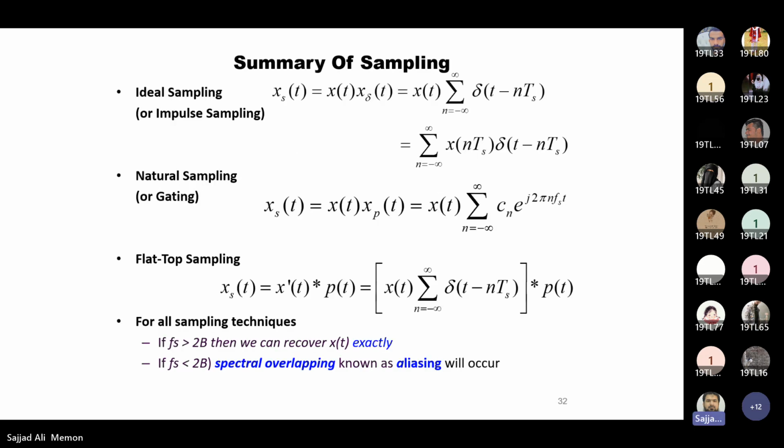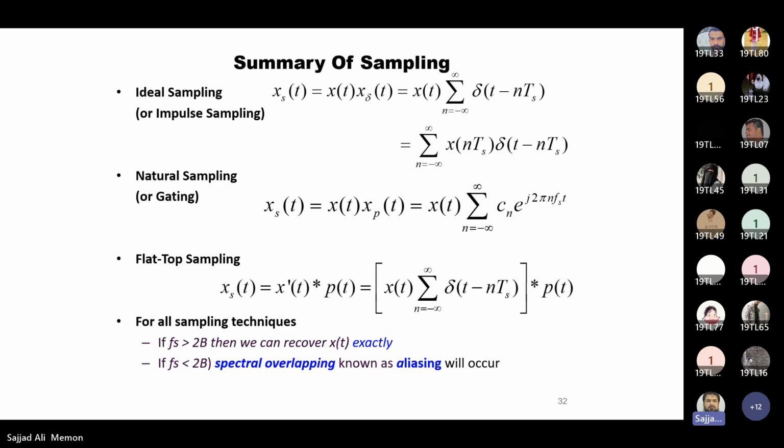So this is the summary of sampling. We have three types of sampling: ideal sampling or impulse sampling, natural sampling, and flat top sampling, that is the actual sampling that we do using the sample and hold mechanism. For all sampling techniques, if f of s is greater than twice the maximum frequency component, then we can recover x of t exactly.